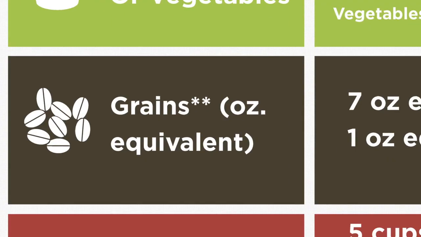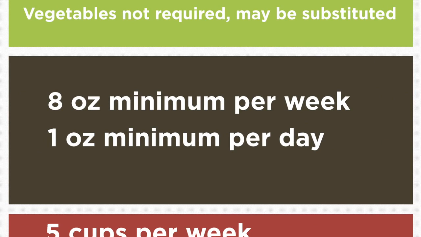For grains, a minimum of 8-ounce equivalents are required per week for students in grades 6 through 8, and at least 1-ounce equivalent must be offered daily. At least half the grains must be whole grain rich for school year 2013-14. And in the school years 2014-15 and beyond, all grains must be whole grain rich for all grade levels at breakfast.